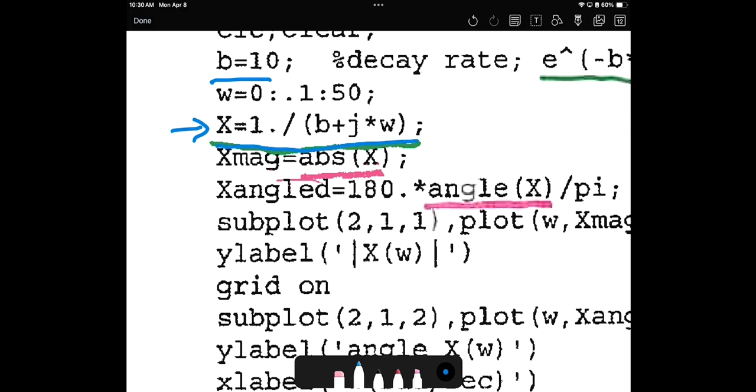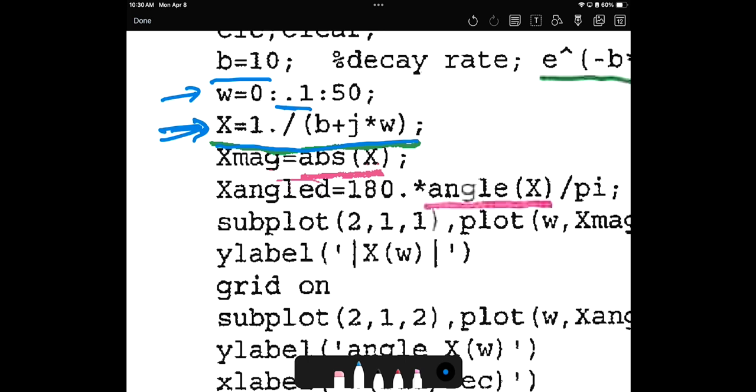Then since we're going to do the plots, we put them inside a vector, so it will start at 0 with step 0.1 until 50. If you need more accuracy, you can decrease the step size from 0.1 to 0.01 and so on. And here we draw it until 50, depending on the range, so you can increase it to 100 or decrease it, it's up to you. Then x is a complex number.